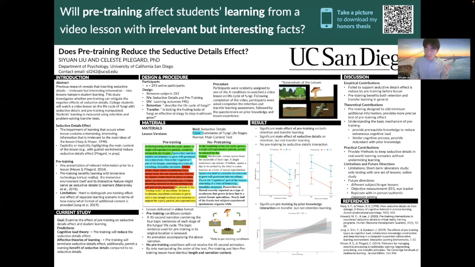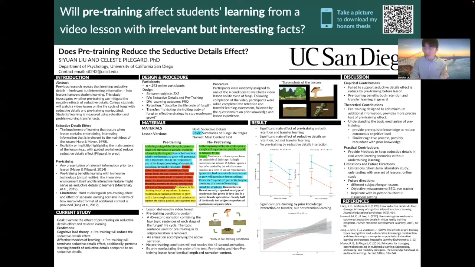We think that the pre-training method will provide prerequisite information prior to a lesson that can be used as a framework for the learner to organize and interpret new incoming information and make them focus more on the main content but not the seductive details. Therefore, we predict that pre-training will reduce the seductive details effect, meaning that we will observe a negative effect of seductive details, but that effect will disappear with pre-training.